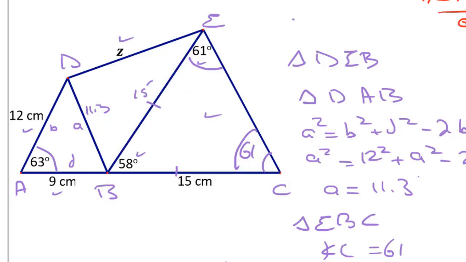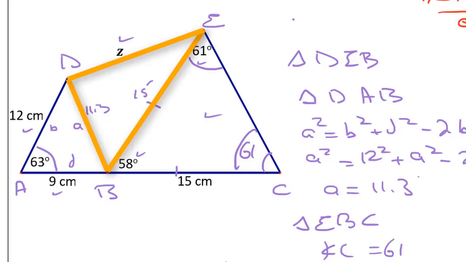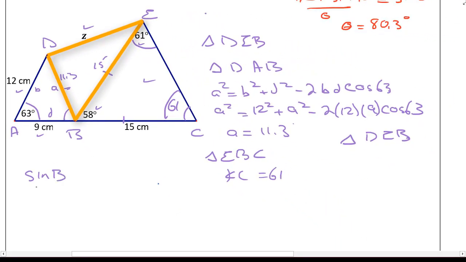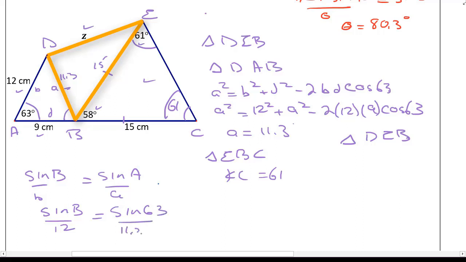Turning my focus to our original triangle, DEB, if I can figure out one of the angles in this triangle, I'll be able to solve for Z. Because I've already calculated side A as 11.3, I can use my sine law to calculate angle B. Sine of angle B over B is going to equal sine of angle A over A. I don't know what angle B is, but I do know that side B is 12. I know that angle A is 63 degrees and side A is 11.3.